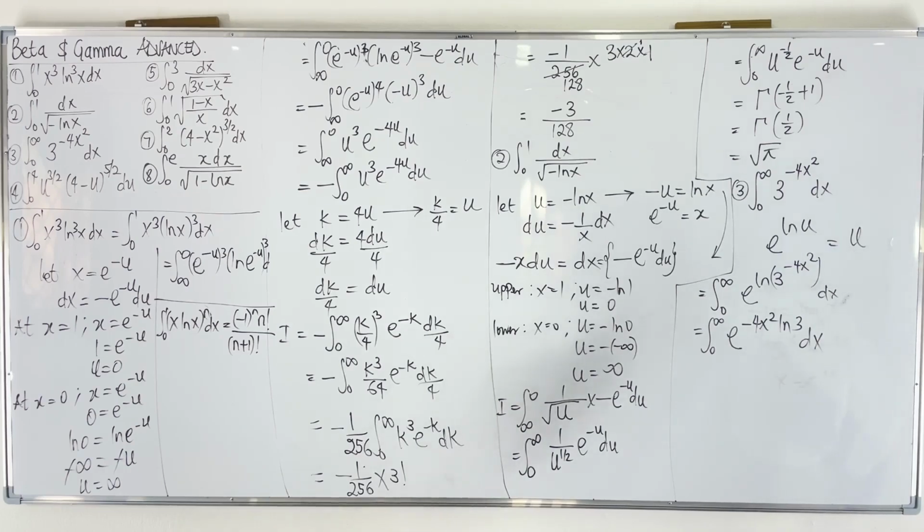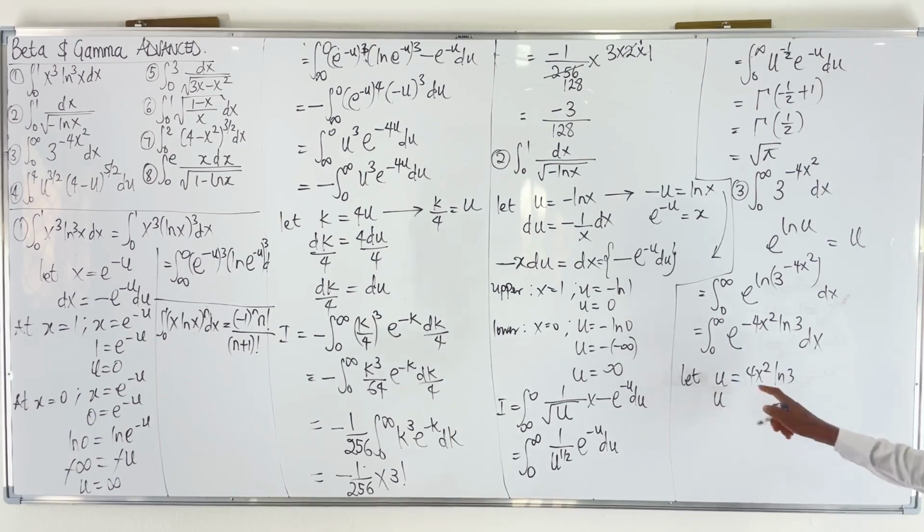So let's do this. Now this is e to the power of minus something, and it's too bulky. So I'm going to say let u equal 4x squared ln 3. Now if u is equal to 4x squared ln 3, I can differentiate this. Let me first of all make x the subject.